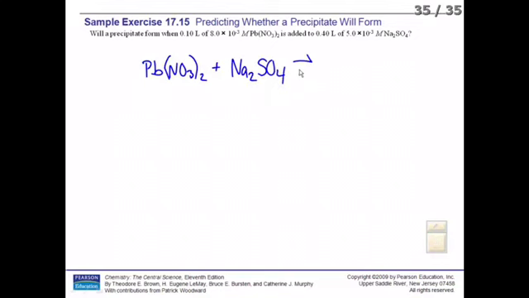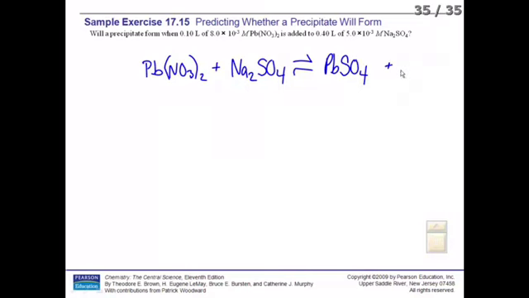Na2SO4. So it's a double replacement reaction. I don't know if it's a double arrow or not, because I'm not really sure about whether or not a precipitate will form. So Pb is now going to be paired up with SO4. This guy is positive 2 because there's 2 nitrates. This guy is always negative 2, so this is nice.